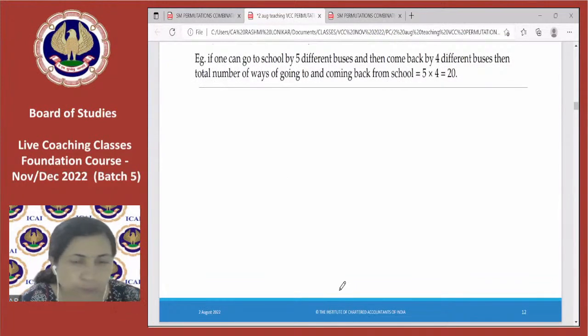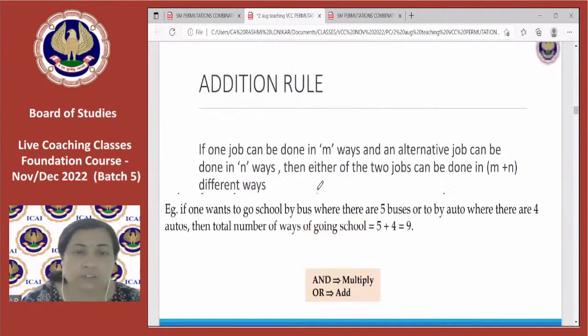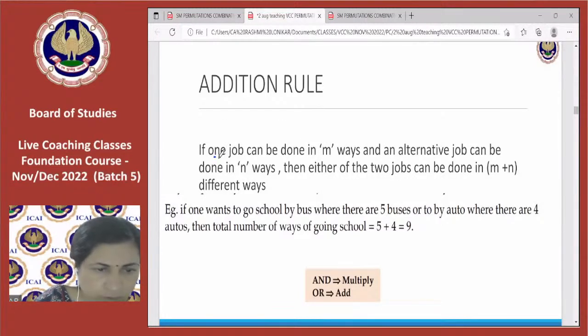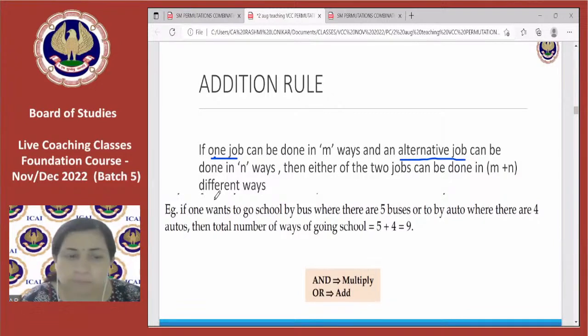So this is the sum we did. Now, addition rule. What does the addition rule say? If one job can be done in m ways, and an alternative job can be done in n ways, then either of the 2 jobs can be done in m plus n ways.